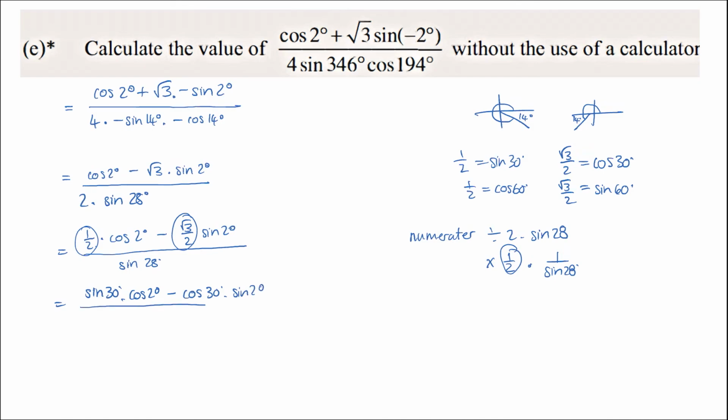Now you'll notice that when we do that, this is my sine compound angle, the subtraction of the angles. And so in the numerator, we're going to be able to write that as the sine of 30 degrees minus 2 degrees, which of course is 28 degrees. And therefore, this is also equal to 1. All right, I hope that helped. Best of luck.